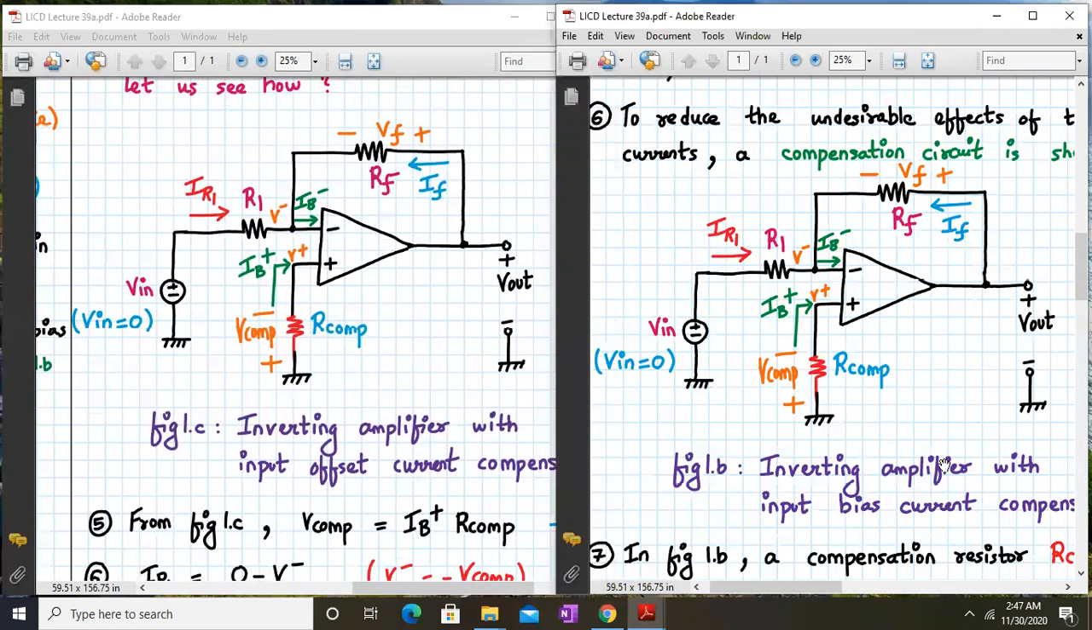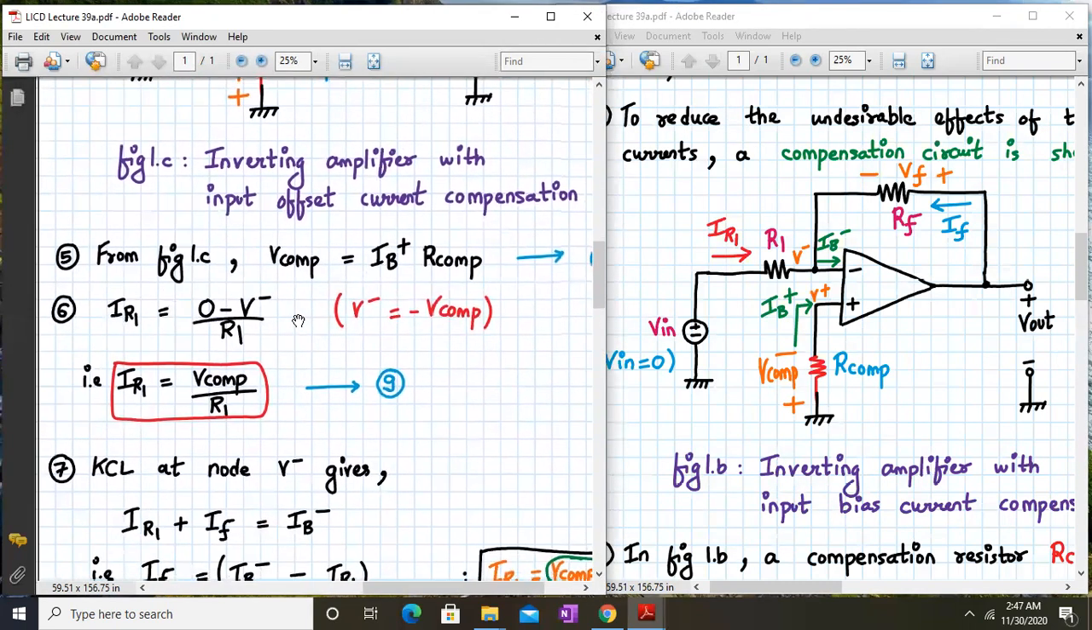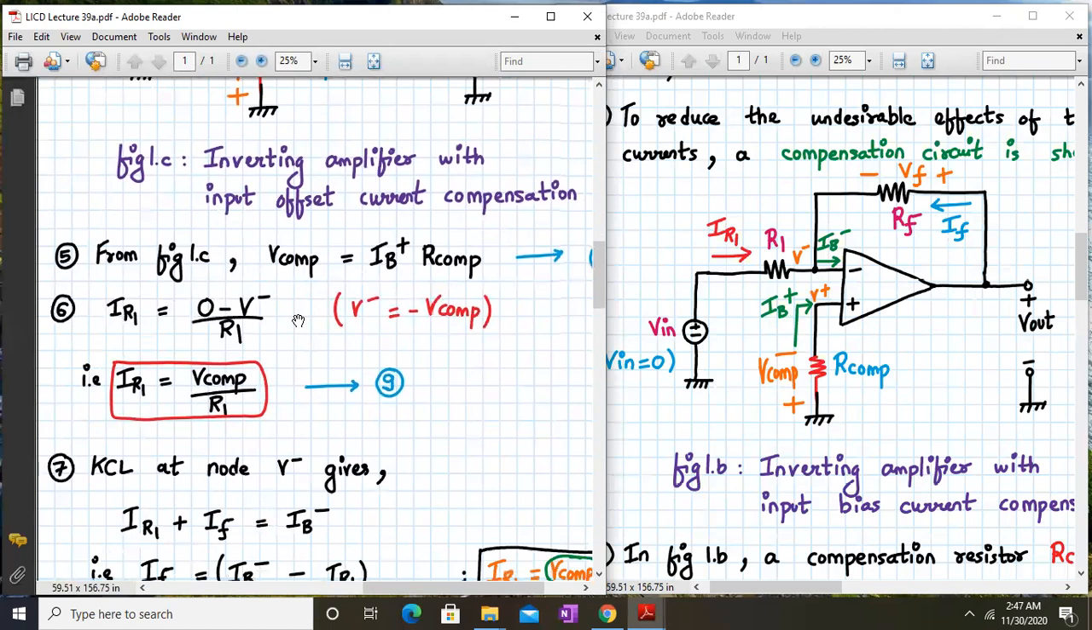So we have the inverting amplifier with input bias current compensation, same circuit but with a different motive. Over here we can write VCOM is equal to IB plus into RCOM. And what will be IR1? IR1 will be 0 minus V minus upon R1. So V minus, we know, is minus VCOM. So IR1 will be VCOM upon R1.